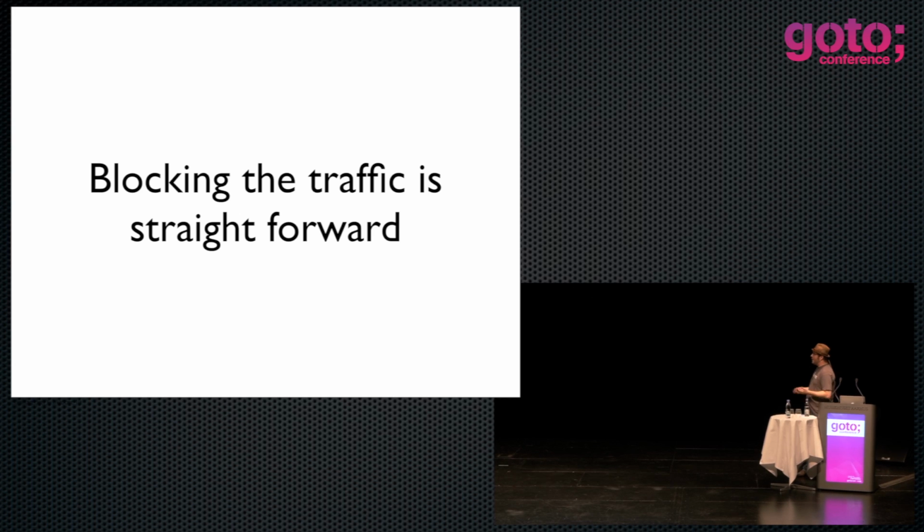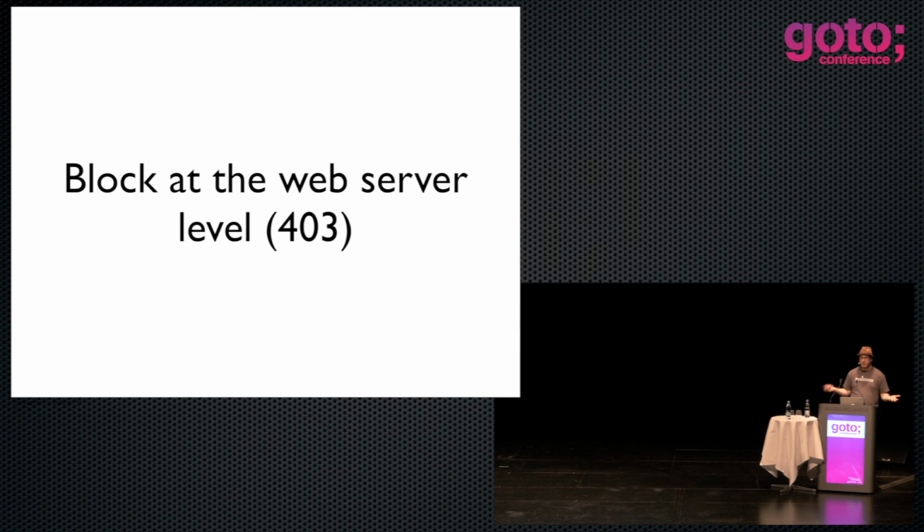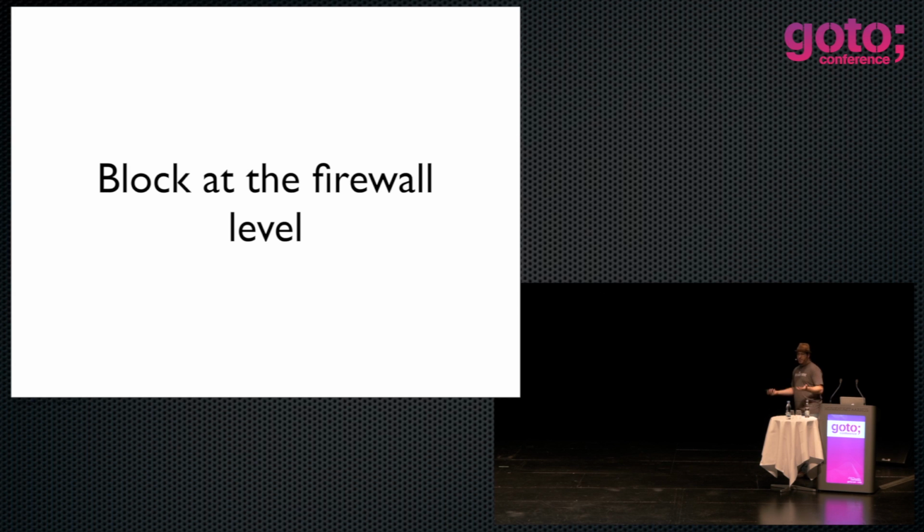So blocking the traffic, super straightforward. In most cases, when you're talking about the web server, you're returning a 403 response. You're saying, no, I'm sorry, that request is forbidden. You can't have it. The other obvious thing is you're going to block at the firewall level. This is trickier because some of you have upstream providers. How many of you have an Akamai or a Prolexic or a Cloudflare or some kind of upstream provider that's a CDN, termination of SSL, et cetera?